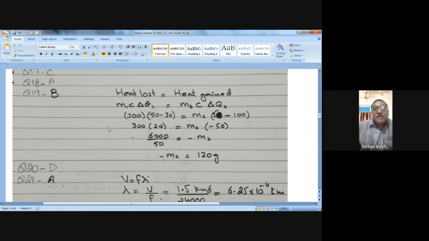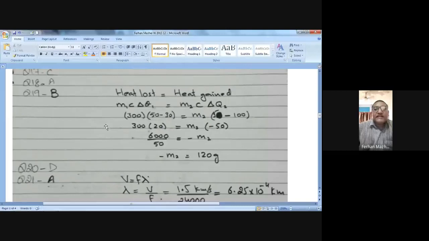The sample 1's mass m1 is 300 gram and the change in temperature is from 30 to 50. So the change in temperature is 20. For sample number 2, m2, we don't know. That is the question we need to find out. Its temperature changes from 50 to 100. So there is a change of 50 degrees in the temperature. So if you make m2 alone, that will be the answer.